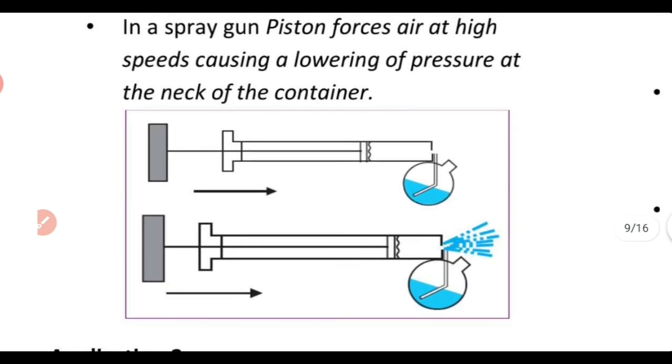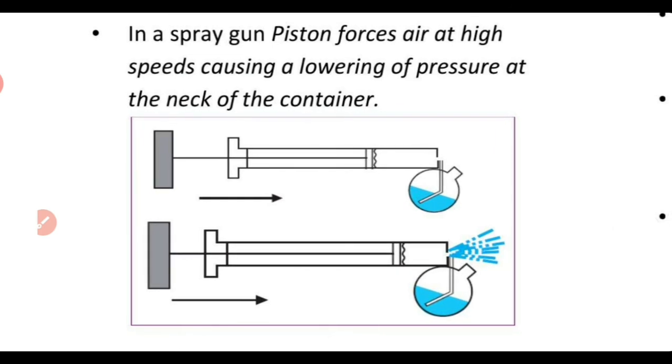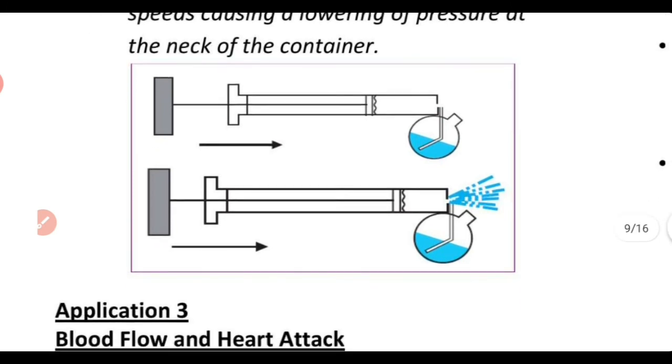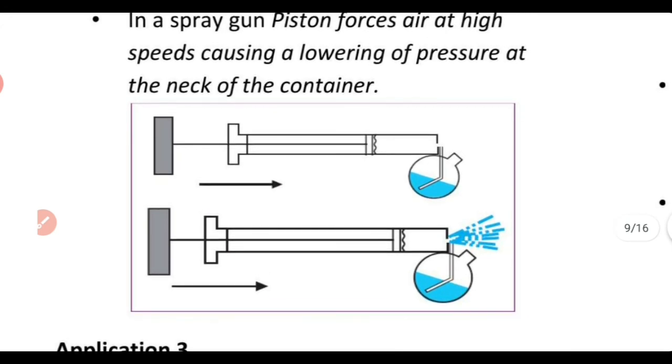This picture shows the diagram of a sprayer. When the air rushes fast, where the speed of air is more, there the pressure will be less. To that region the liquid rises, and when we apply the piston, that liquid gets sprayed in the form of small droplets. That is what is happening. So Bernoulli's principle is applied in all the sprayers, atomizers, etc.